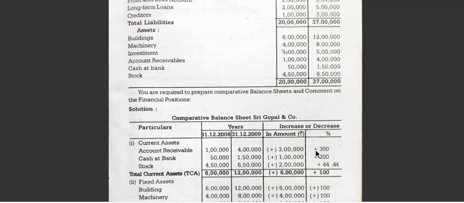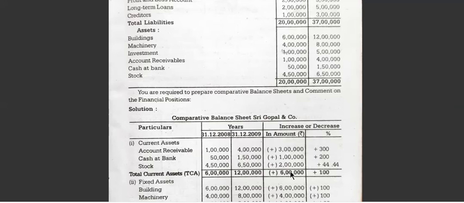Now what is a percentage? Percentage is nothing but, how to calculate the percentage is amount divided by the base year into 100. That is 3 lakh divided by 1 lakh into 100, you will get 300. Here it is plus, so plus will continue. Now it is plus, so here also plus. 1 lakh divided by 50,000 into 100, you will get 200. 2 lakh divided by 4 lakh 50,000.